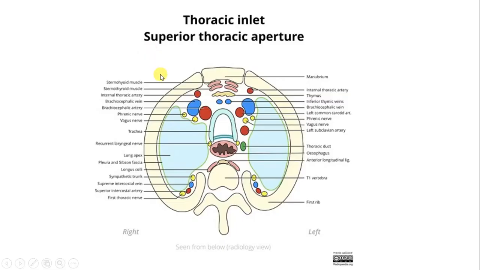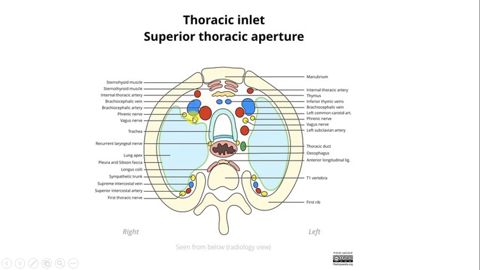If we move in the center, in the median plane, here we see the thymus, which is a part of the superior mediastinum. Anterior to it are the short muscles of the neck region that you will study in the head and neck region, that is the sternothyroid and sternohyoid muscles. These are the short muscles of the neck.